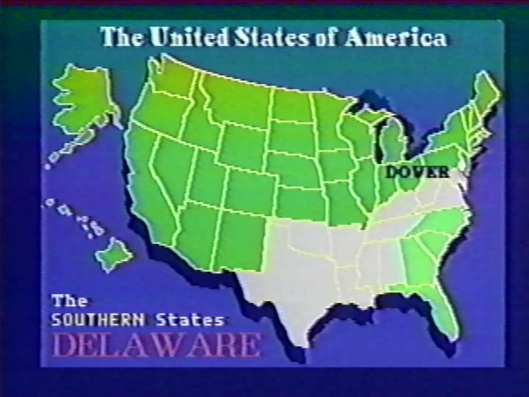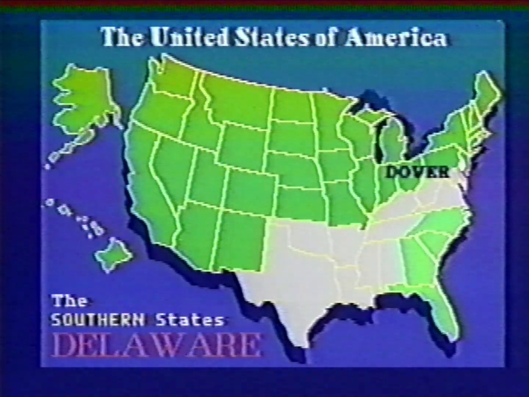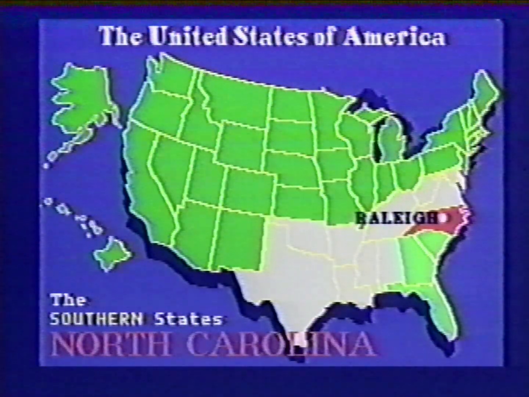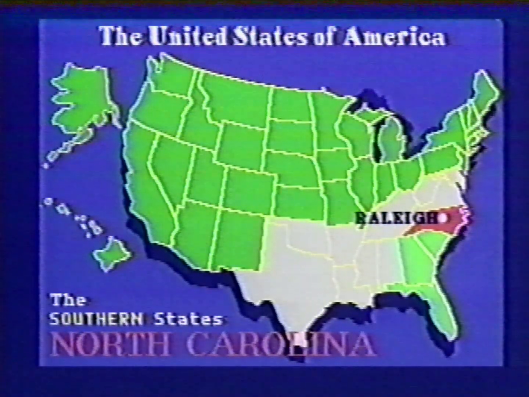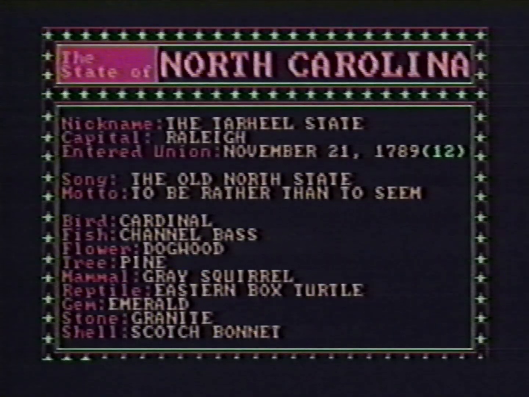The capital of Delaware is Dover. Delaware was named for Thomas West, the Baron de la Warr, colonial governor of Virginia. The capital of North Carolina is Raleigh. North Carolina was named for King Charles I of England.